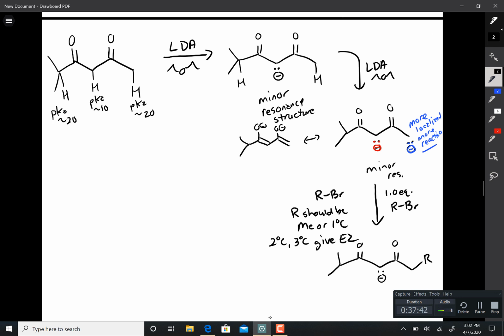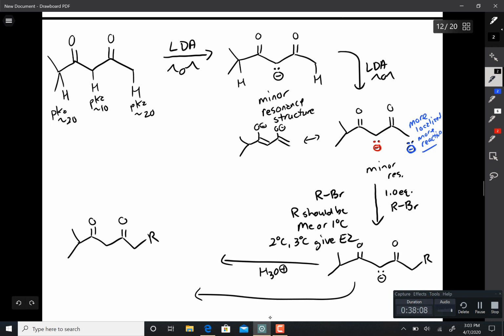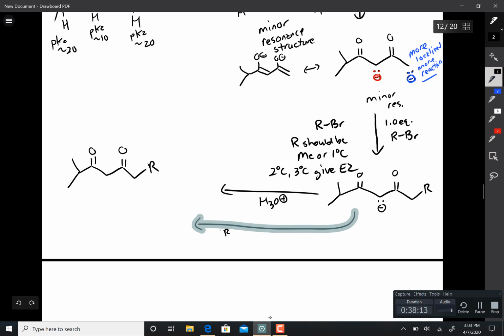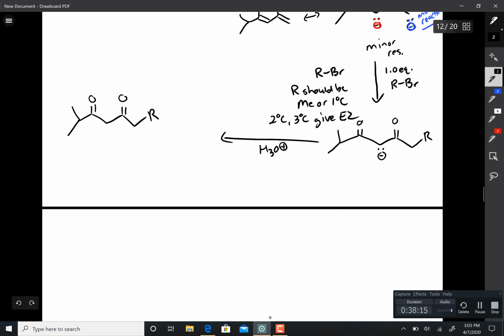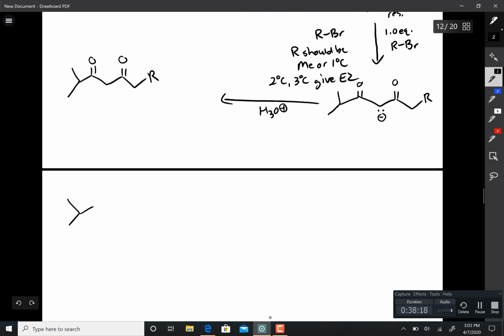Now, with this molecule right here, you can protonate it. And what you're able to do is add an R group, not by deprotonating the most acidic proton, but by deprotonating the second most. Or what you could even do is add a different alkyl group. I'm out of space. Let's just redraw that down here.